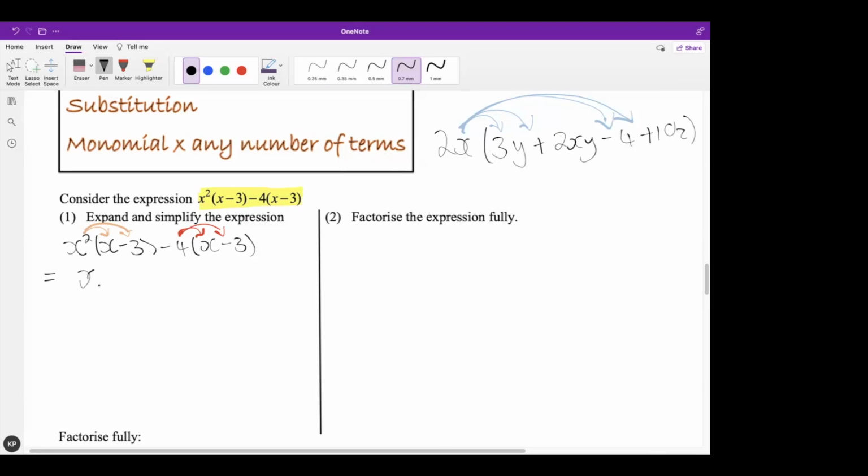That is x cubed indeed. Okay, x squared times negative 3. That's minus 3x squared. Nice. We're done with the first brackets, okay? Let's move on to the next one.